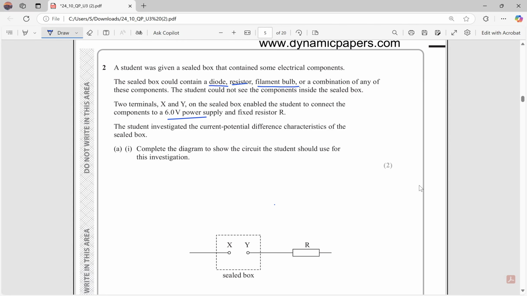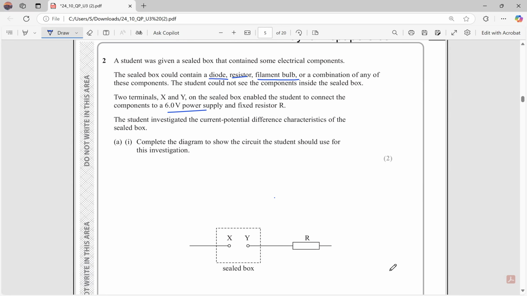Okay, so what's happening? We have a sealed box in which there could be certain components. It's a mystery. It could be a diode. It could be a resistor or a filament bulb or a combination of any of these three. And the student is investigating current potential difference characteristics. This phrase just means a current potential difference graph. The student is going to make that.